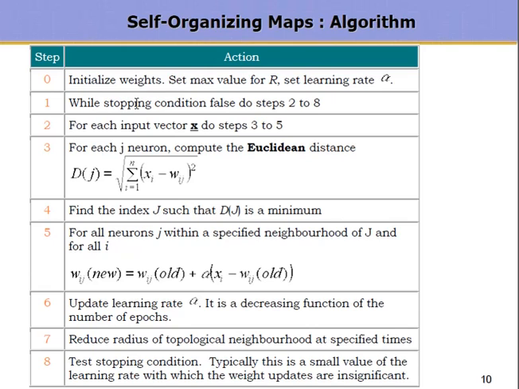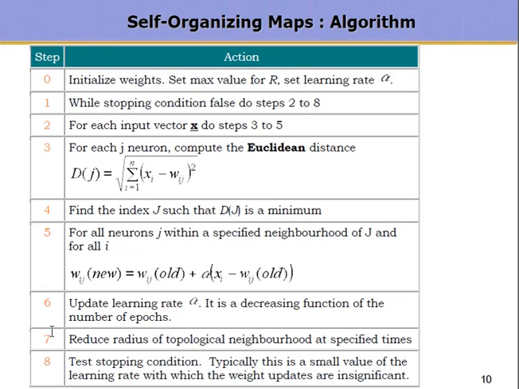So we also have a stopping condition, and based on this stopping condition we basically terminate this loop here. Within this loop we execute these steps from 2 to 8. Step number 2 is, for each input vector x, because we have different input vectors and we need to do some processing on each input vector.